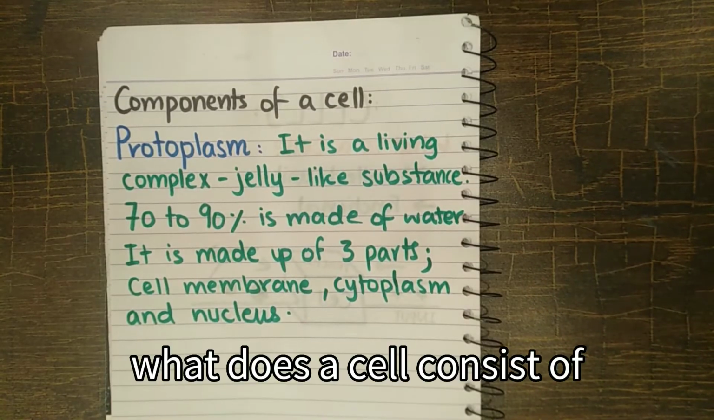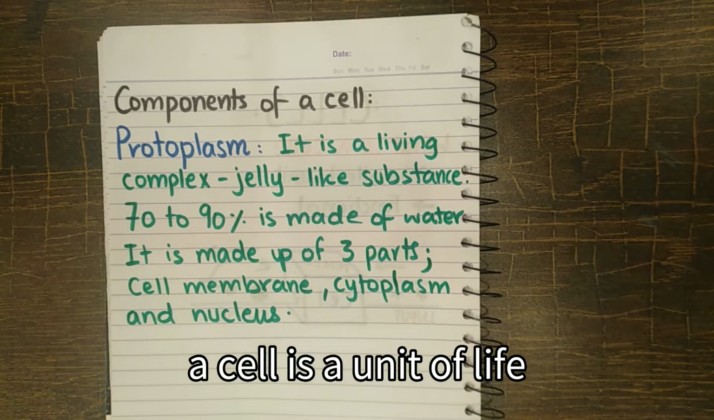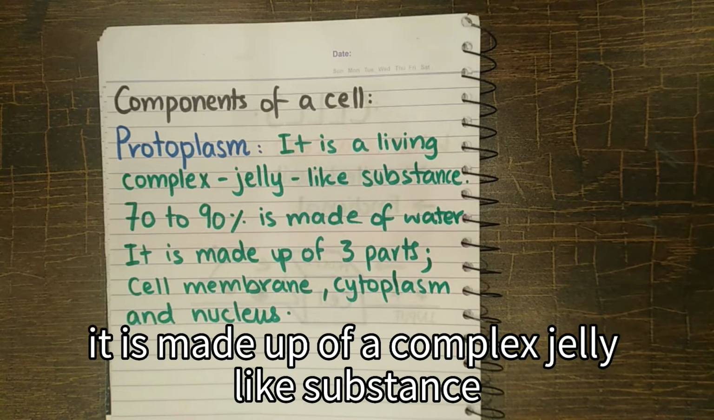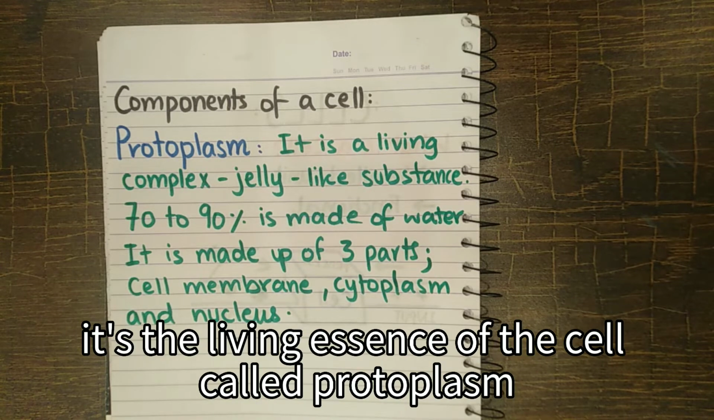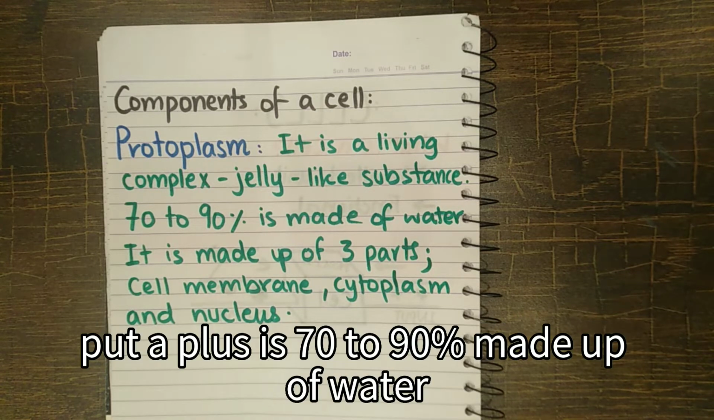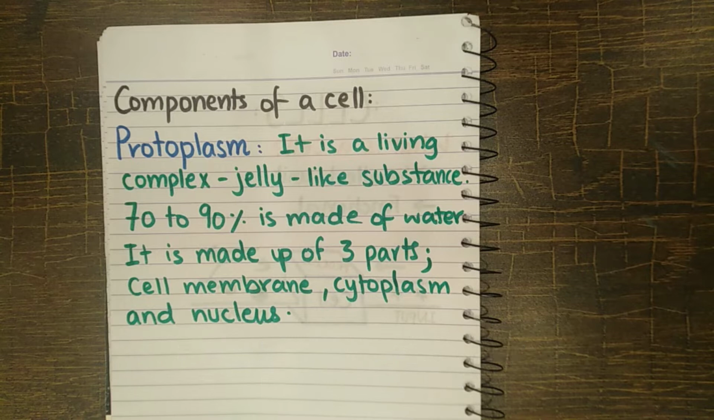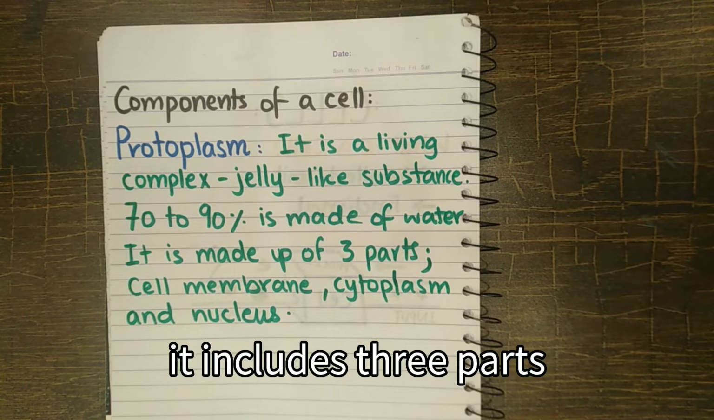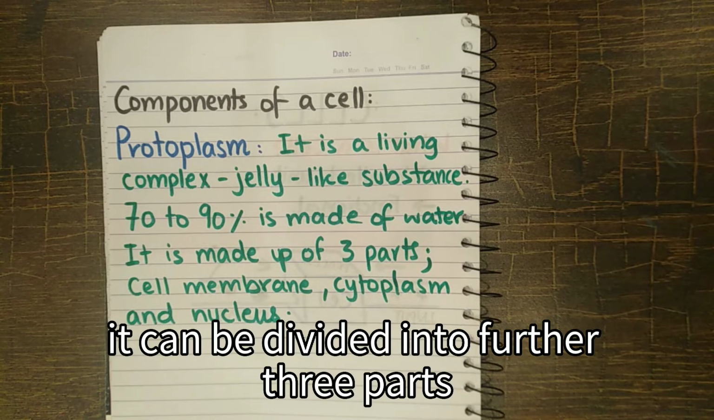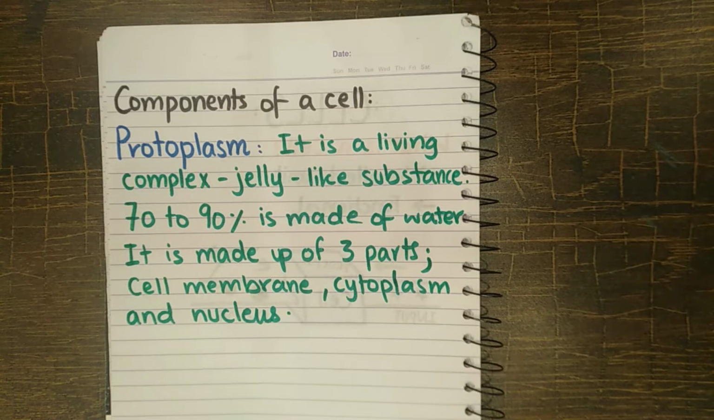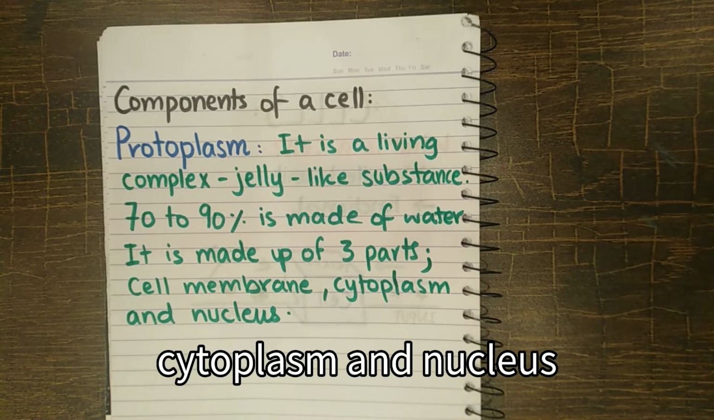What does a cell consist of? A cell is a unit of life. It is made up of a complex jelly-like substance. It's the living essence of the cell called protoplasm. Protoplasm is 70 to 90% made up of water and the rest is made up of mineral salts. It can be divided into three parts: the cell membrane, cytoplasm, and nucleus.